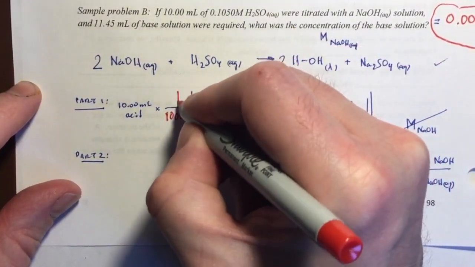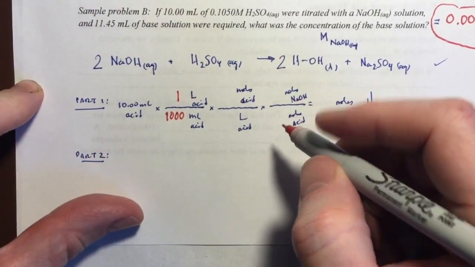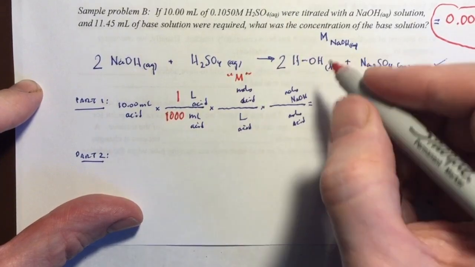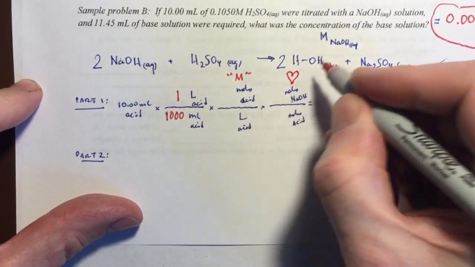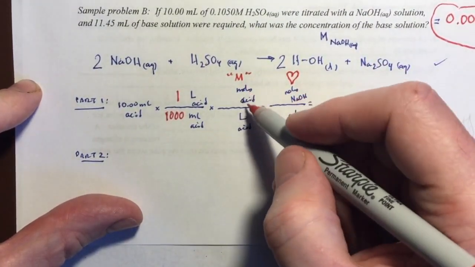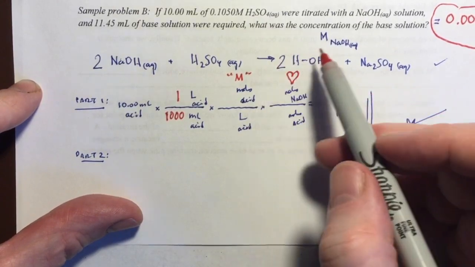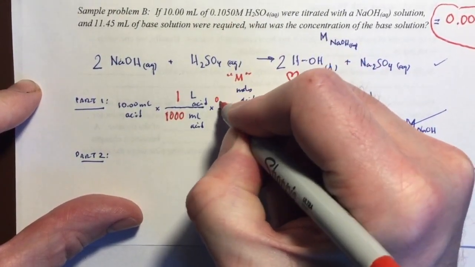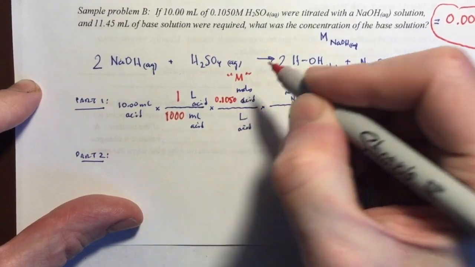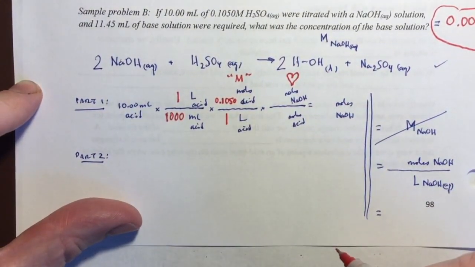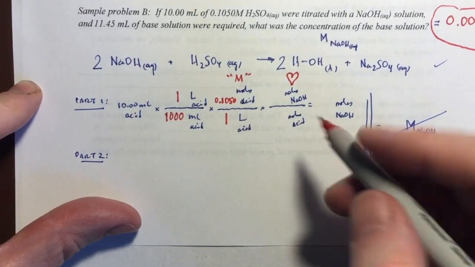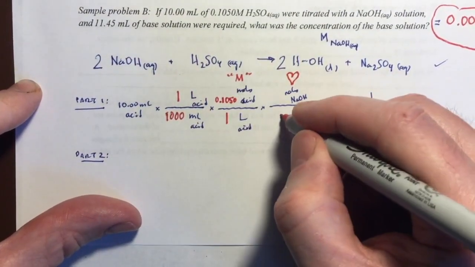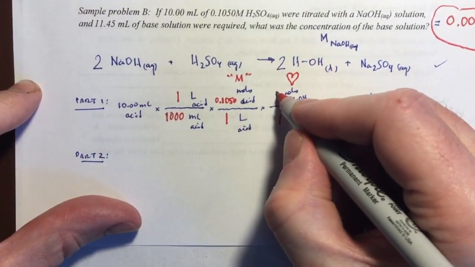1,000 milliliters to 1 liter. This is the molarity calculation, right? And this is going to be the heart of the stoichiometry right there. So how many moles per liter for the acid? 0.1050 per liter. That's what molarity means. The mole-to-mole ratio from the acid, it's 1. To the base, it's 2.